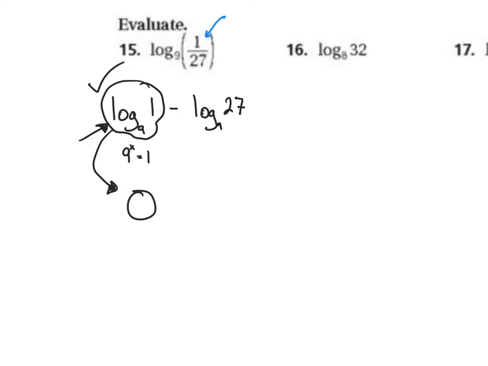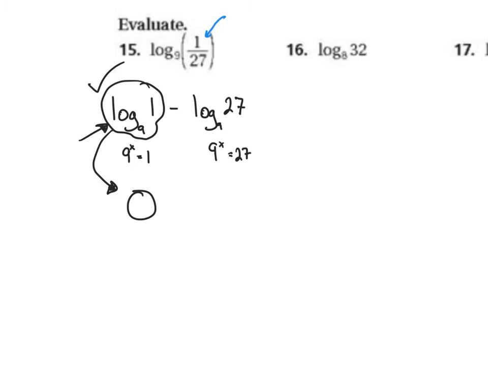Okay, let's go log 27 over 9. So I'm thinking about 9 to what power equals 27? I don't know. So let's do change of base, because 9 to the first power is 9. 9 squared is 81. So it's not going to be quite 2. It's going to be somewhere between 1 and 2. Okay, so we got to figure that out.